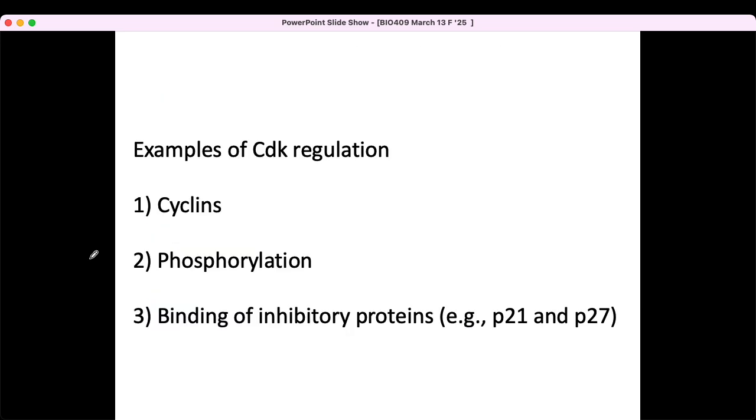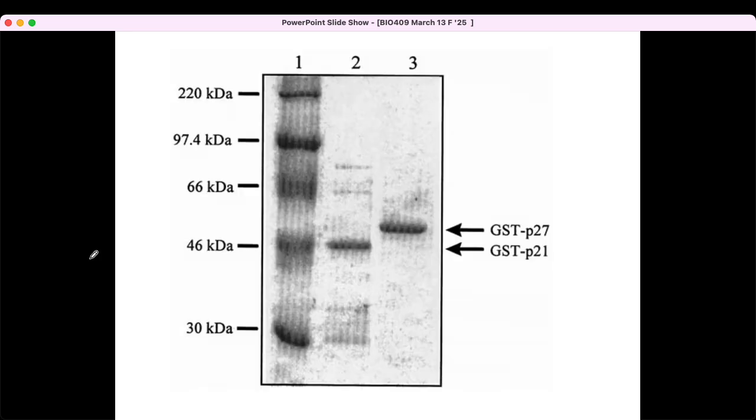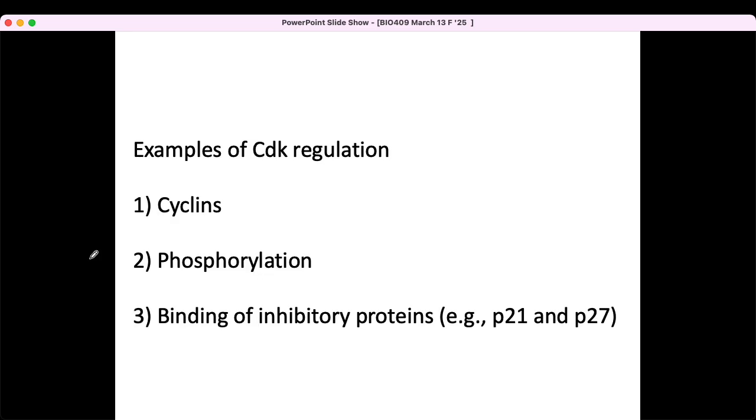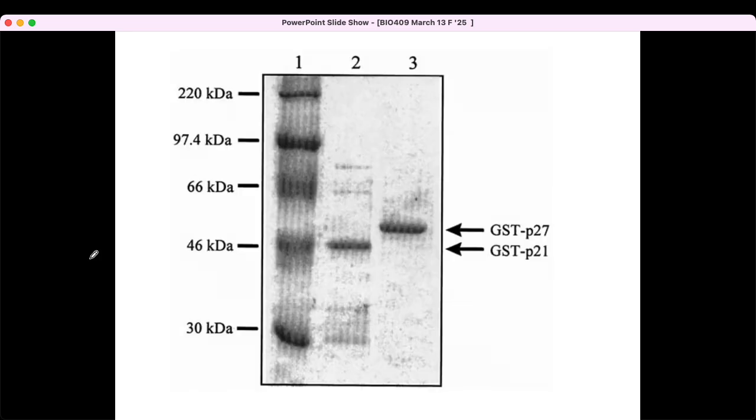So, examples of CDK regulation at start that we'll focus on: cyclins, phosphorylation, and binding of inhibitory proteins. And these are just examples of two we'll learn about, P21 and P27. We'll just go through them one at a time. Just to introduce the small inhibitory proteins, here's an electrophoresis gel of those two proteins. It's a polyacrylamide gel. They're just looking at proteins.